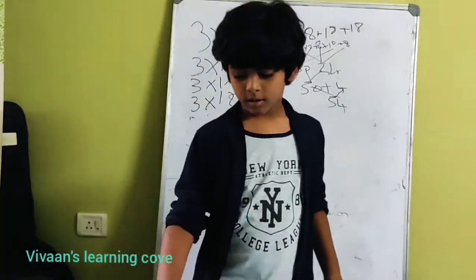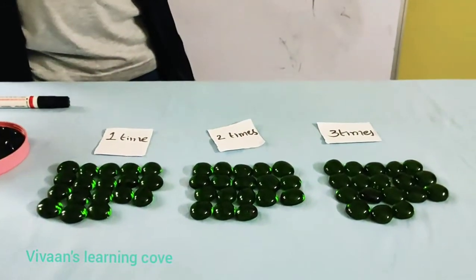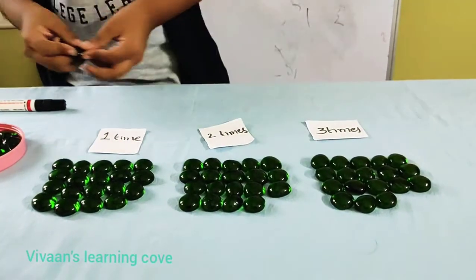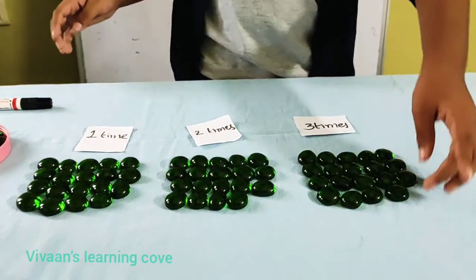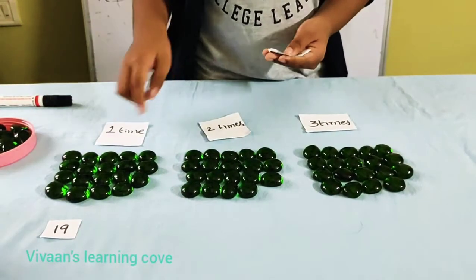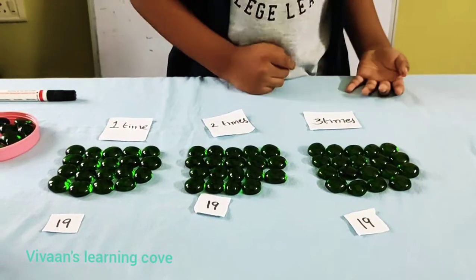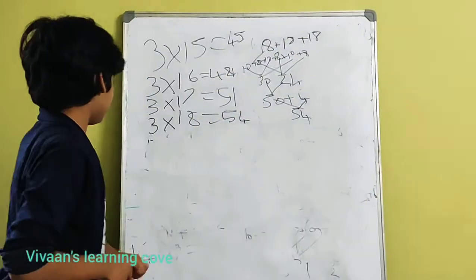So, now, let's start 19. We are going to add 1 to each group. See, I'm going to use these cards to represent there are 19 in group 1, 19 in group 2, 19 in group 3. There are 3 19s. So 3 times 19.